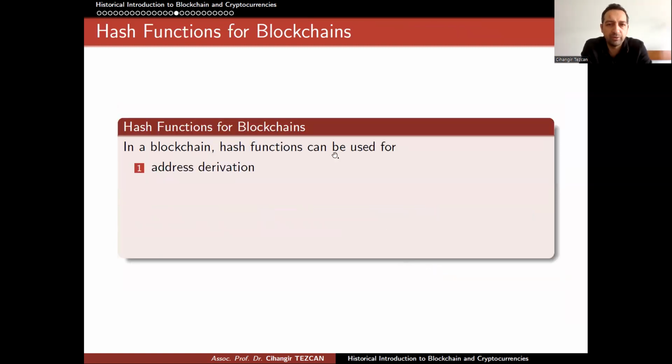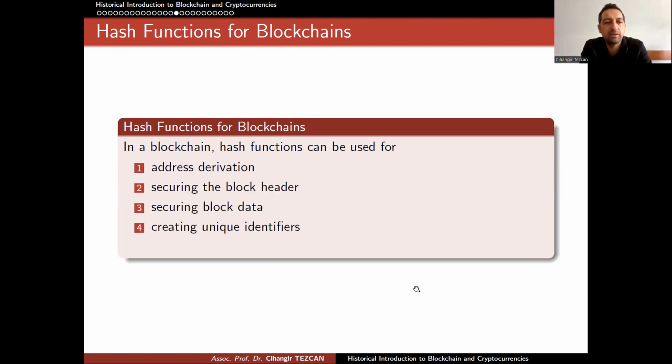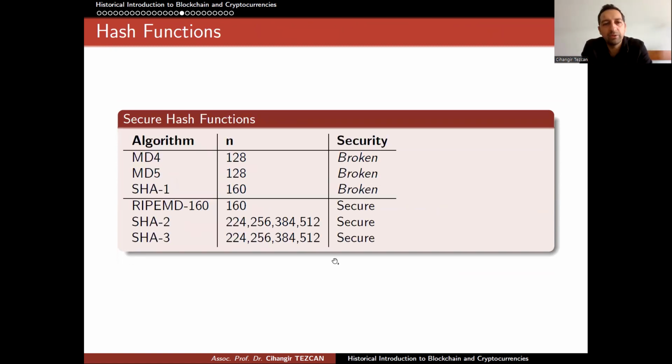So hash functions are used for many different scenarios in blockchains, like address derivation, securing the block header, securing the block data, creating unique identifiers, and creating cryptographic puzzles. We have a lot of hash functions in the literature, but some of them are broken, like MD4, MD5, and SHA-1, and you shouldn't be using them. And there are some secure ones, like RIPEMD, where the output is 160 bits. So if you want a short output hash function, this is the best thing you can do. Then we also have SHA-2 and SHA-3.